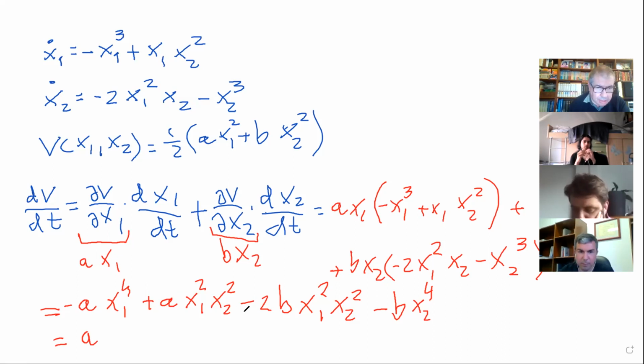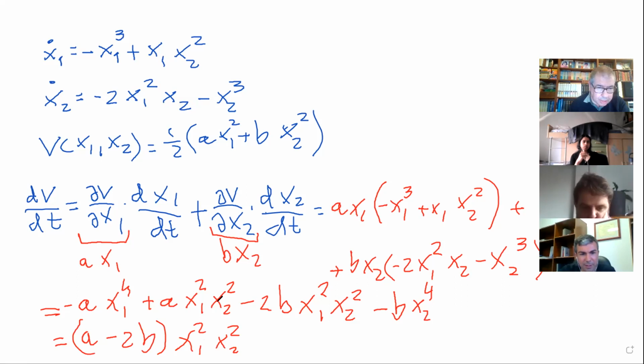So I have this term here. Can we put parentheses: a minus 2b multiplied by x1 squared, x2 squared. So we would like to take minus 2b in parentheses, x1 squared, x2 squared. And then we have the rest.